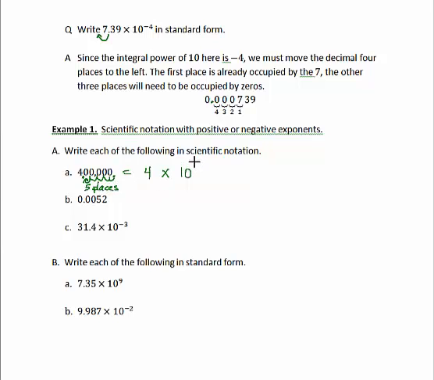So this would be a 4 times 10 to the 5th. The 5 is positive. It makes the 4 of 400,000, which is bigger. Positive exponent makes the base number bigger.